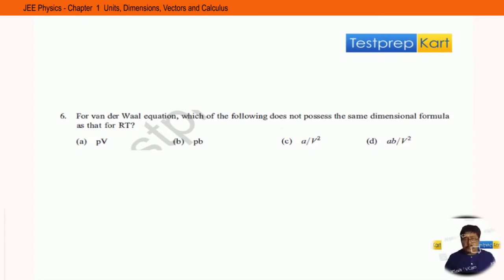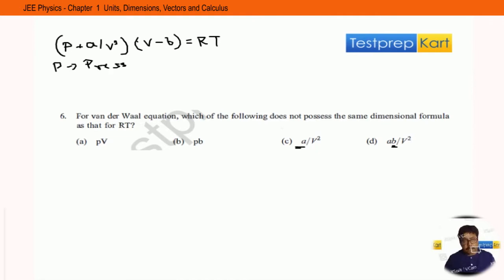First of all, we need to find out A and B. So we need to find them with respect to the equation. How can I write it? PV is equal to RT. We can write the Van der Waals equation like this: P plus A by V square, times V minus B, is equal to RT. Just check it, where P is pressure, V is volume, and T is temperature. Right?